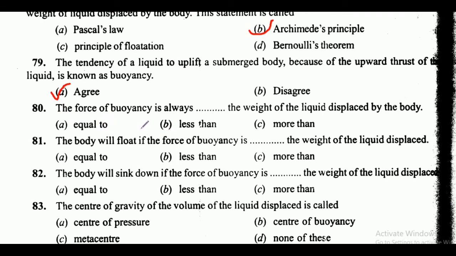The force of buoyancy is always dash the weight of the liquid displaced by the body: equal to, less than, more than. So here friends, the correct answer is option A, that is equal to. The body will float if the force of buoyancy is dash the weight of the liquid displaced. Options are equal to, less than, more than. So here friends, the correct answer is option C, that is more than.